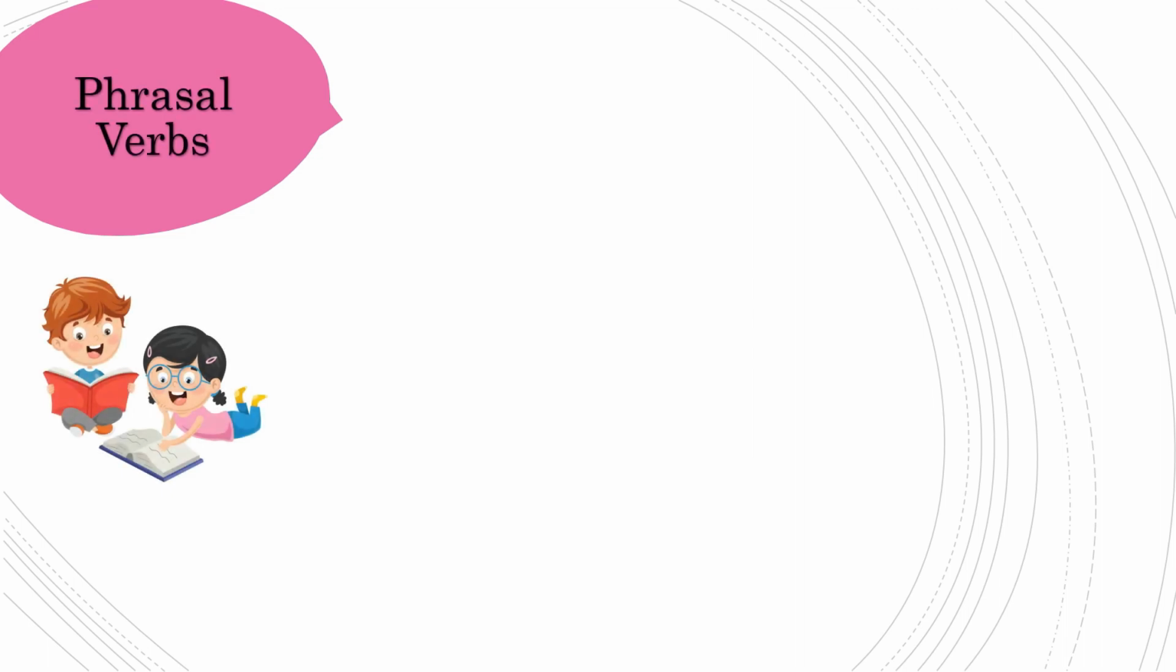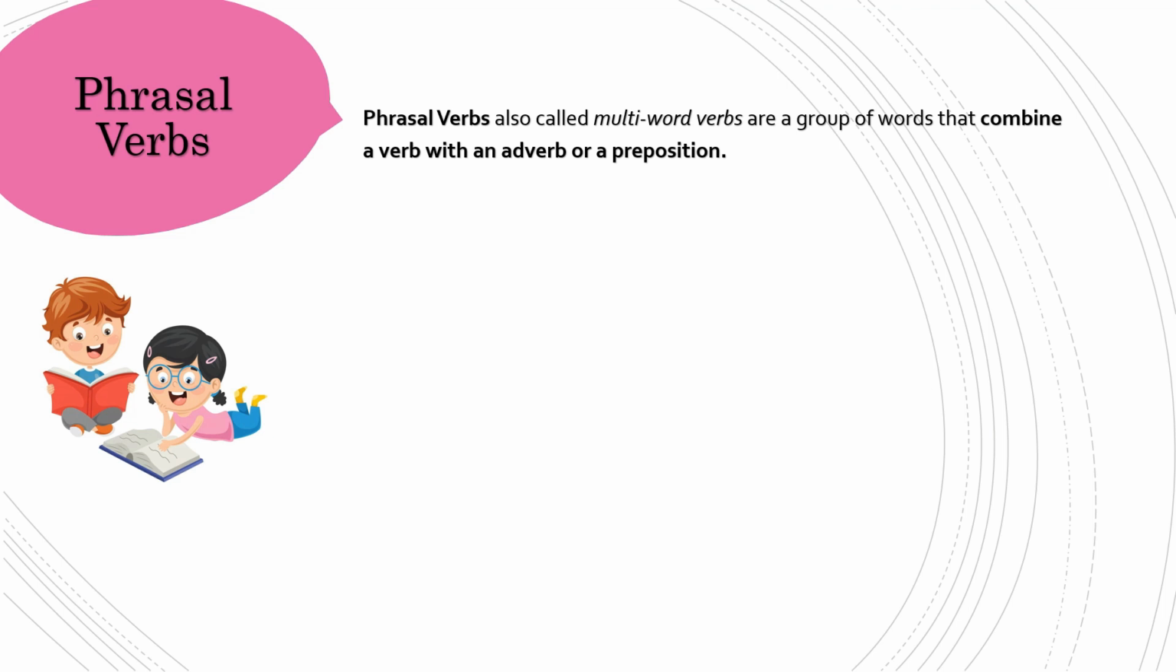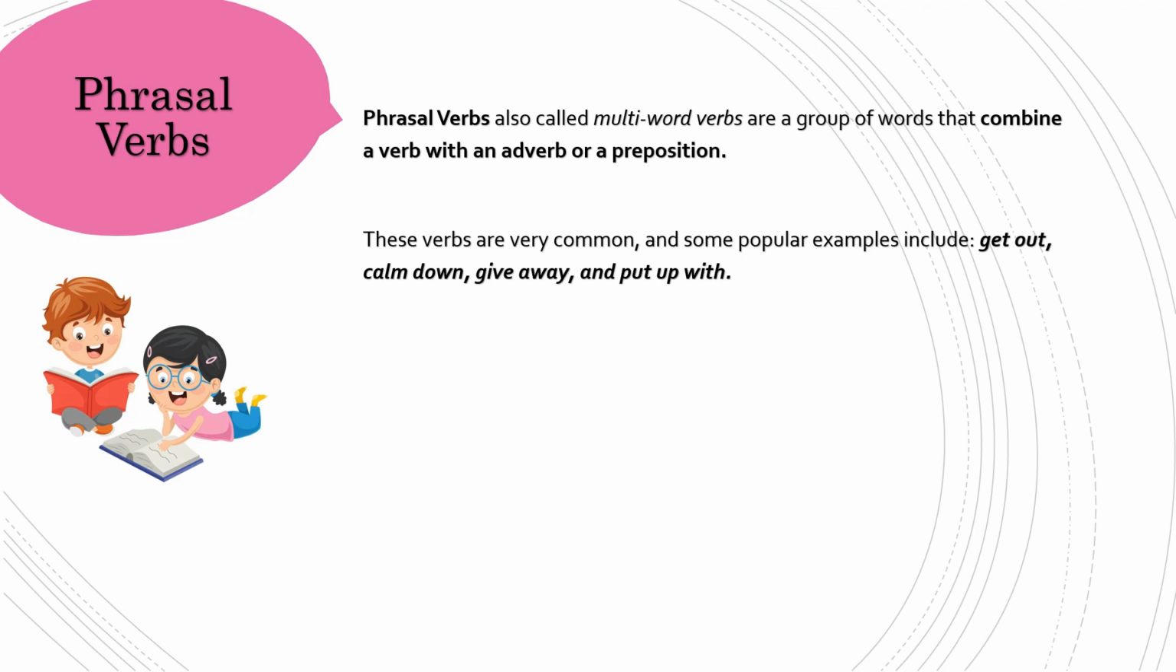Phrasal verbs. Phrasal verbs, also called multi-word verbs, are a group of words that combine a verb with an adverb or a preposition. These verbs are very common, and some popular examples include get out, come down, give away, and put up with.